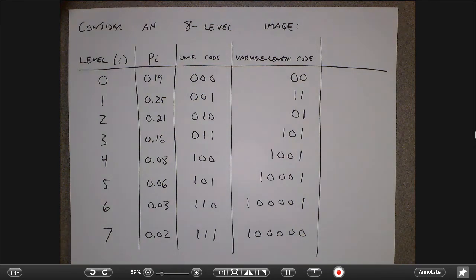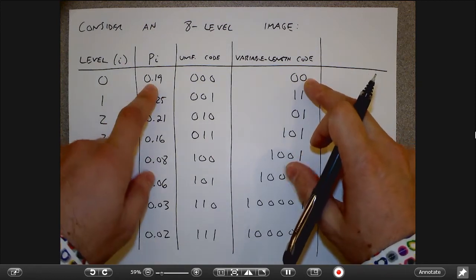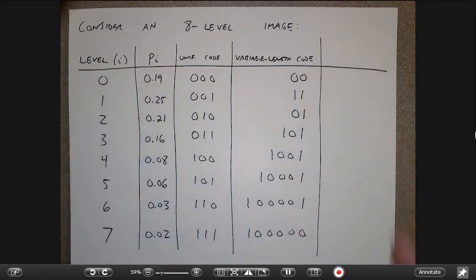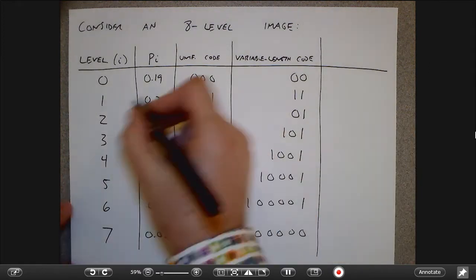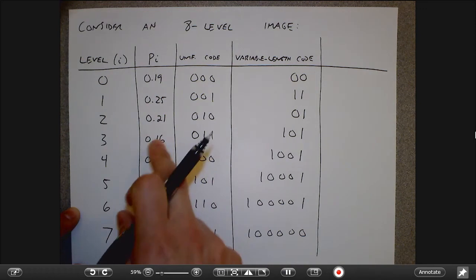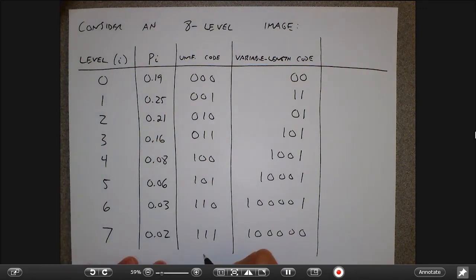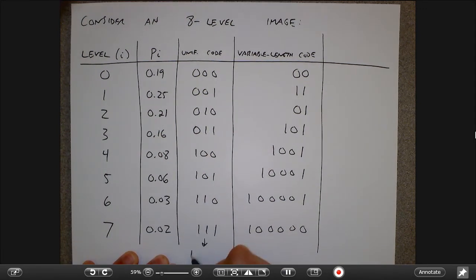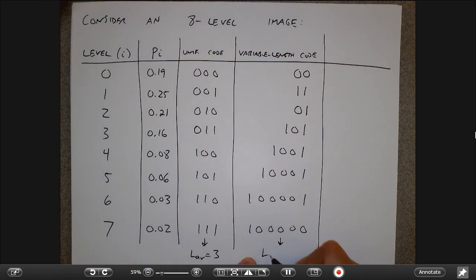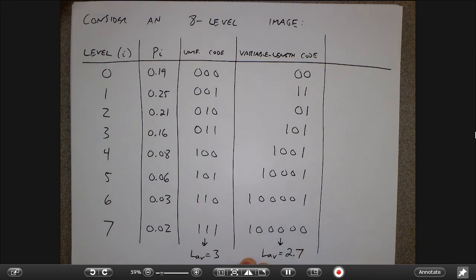What I would do is multiply 2 times 0.19. If I want to compute the expected value of the code length, I take 2 times this, 2 times this, 2 times this, 3 times that, and so on, and add those up. Here, my average length would be 3. If I do the computation for the variable length code, my average length would turn out to be 2.7. So I've compressed by 10% the number of bits that I need to send this message.